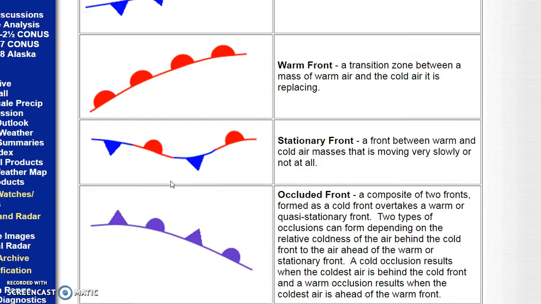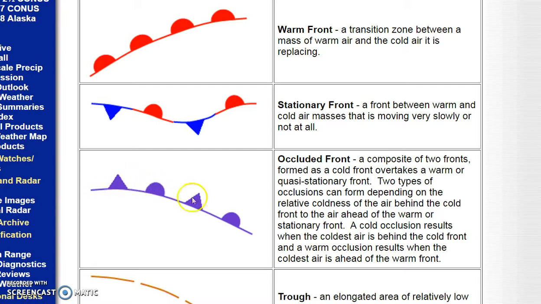Okay, then we have an occluded front. Basically, when a cold front catches up with a warm front, okay, this is what you get. It's an occluded front. It's kind of like a cold front runs over a warm front sort of thing. Okay, we won't see this one too much, but just wanted to point that one out.